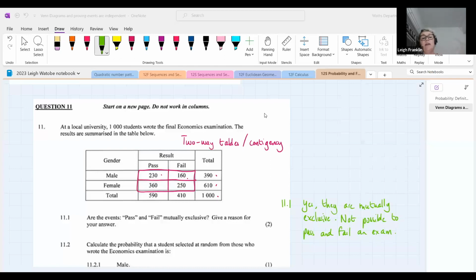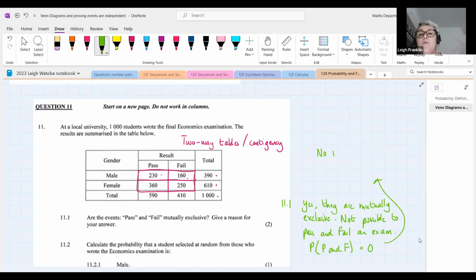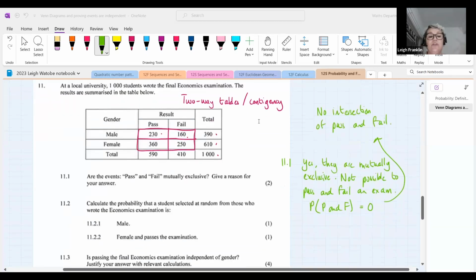Yes, and Kani, that's a lovely way of putting it. The probability of passing and failing is equal to 0. There is no intersection. Maybe that's another way we could put it: no intersection of pass and fail. So I think provided we explained ourselves like that, we would be absolutely fine with our 2 marks there.